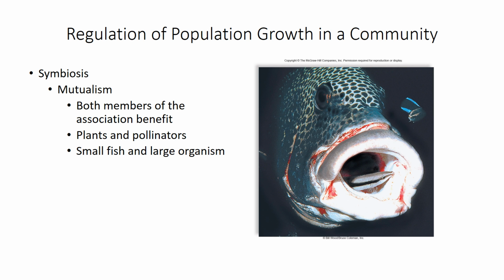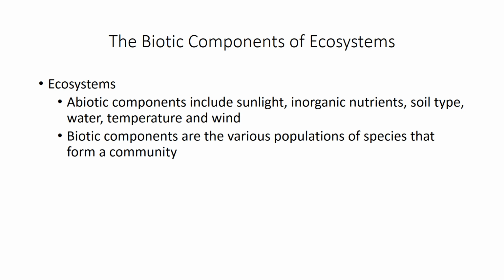Now, ecosystems, you have non-living components or abiotic components that are like sunlight, weather, temperature, soil type, things like that. And then biotic components, those are the various populations that help form a community. Remember, a community is several populations, whether it's squirrels, humans, people, snakes, whatever, that all live kind of in the same area.